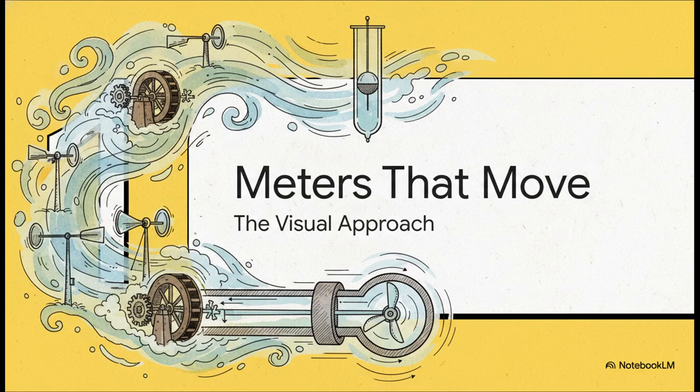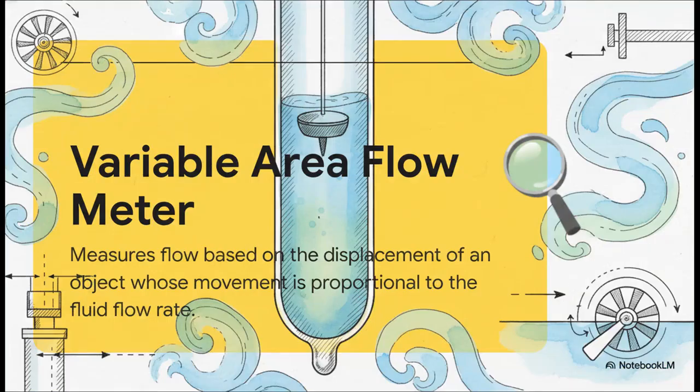This is probably the most straightforward way to think about the problem. Let's just put something in the path of the flow and see how it reacts. It's a simple, elegant, and often very visual solution. The core idea here is something called a variable area flow meter. Now, that sounds complicated, but the concept is super intuitive.